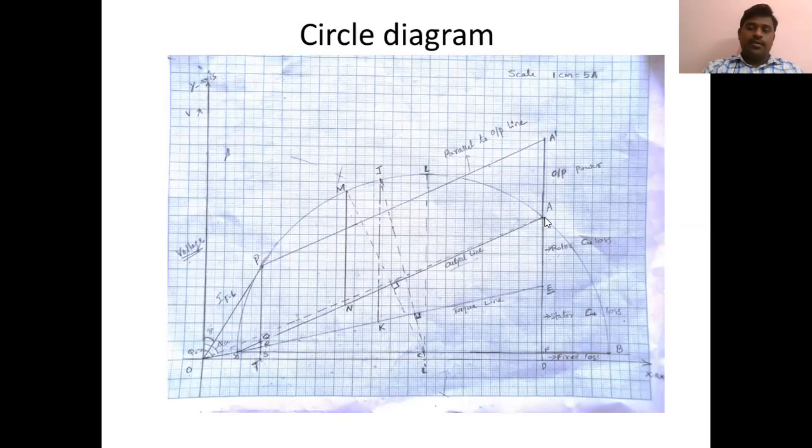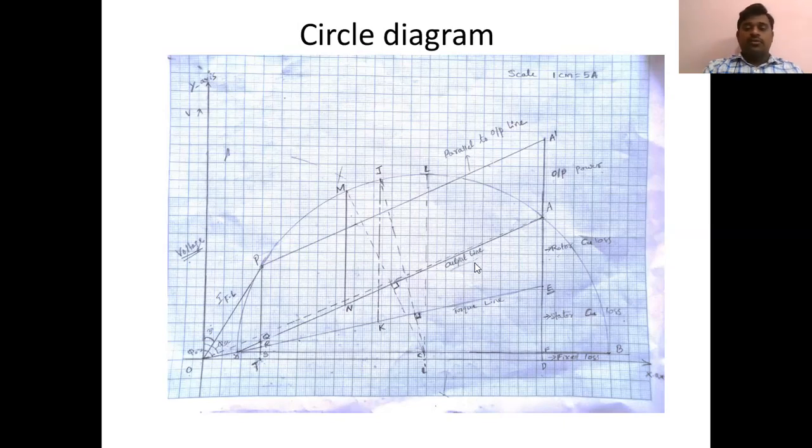From A you have to join O dash, and then you will get a line. That line is called the output line. The line O dash A is the output line.